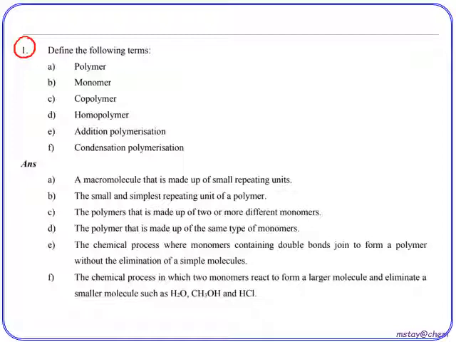As the title says, first we need to understand the meaning of polymer. Basically, a polymer is a macromolecule made up from a lot of small repeating units. However, the monomer is the smallest and simplest repeating unit for the polymer. There are two types of polymer. Copolymer means that the polymer is made up from two or more different monomers, while homopolymer, as the name homo suggests, only has the same type of monomer.